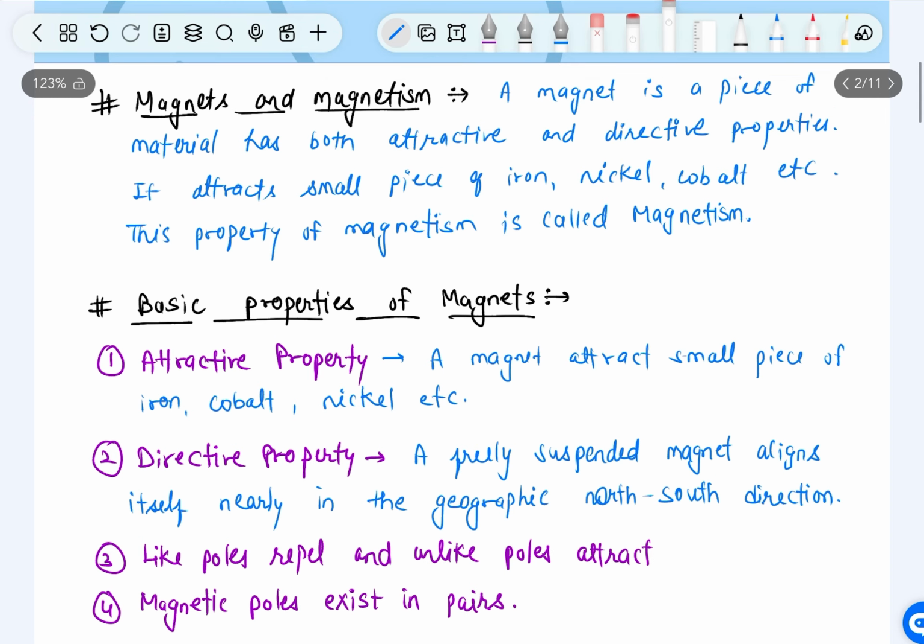A magnet is a piece of material that has both properties, attractive and directive. Attractive means it attracts small pieces of iron, nickel, and cobalt, and directive means when we put a magnet in free suspension, it will settle in the north-south direction.